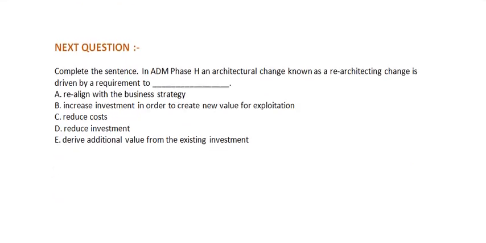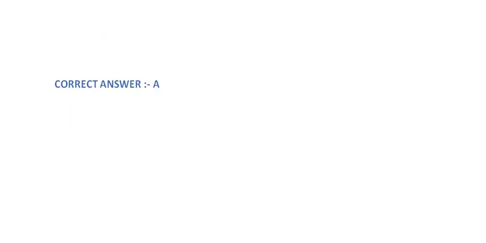Next question is complete the sentence. In ADM phase H, an architectural change known as a re-architecting change is driven by requirements to option A, realign with the business strategy, option B, increase investment in order to create new value for exploitation, option C, reduce costs, option D, reduce investment, and option E, derive additional value from the existing investment. The correct answer is option A.